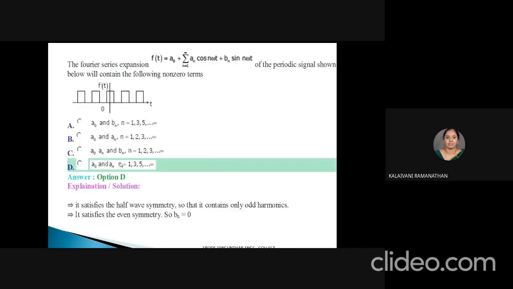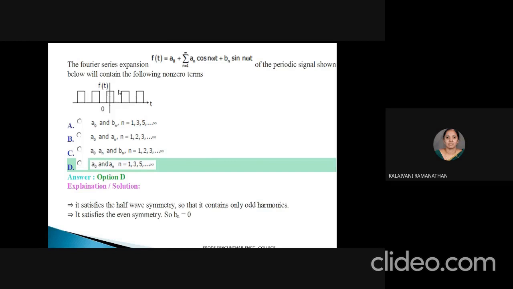Next problem. The Fourier series expansion f of t equals a naught plus summation a n cos n omega t plus b n sin n omega t of the periodic signal shown below will contain the following non-zero terms. You have to choose any one of the options.